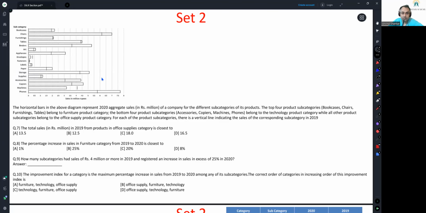Let's look at this DI set. We had a graph given, and the horizontal bars in the above diagram represent 2020 aggregate sales in rupees million of a company for the different subcategories of its products. The top 4 product subcategories, bookcases, chairs, furnishings, and tables, belong to the furniture product category.